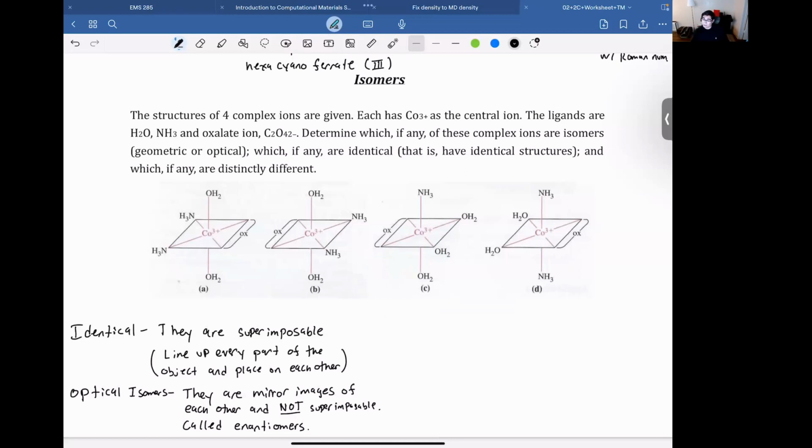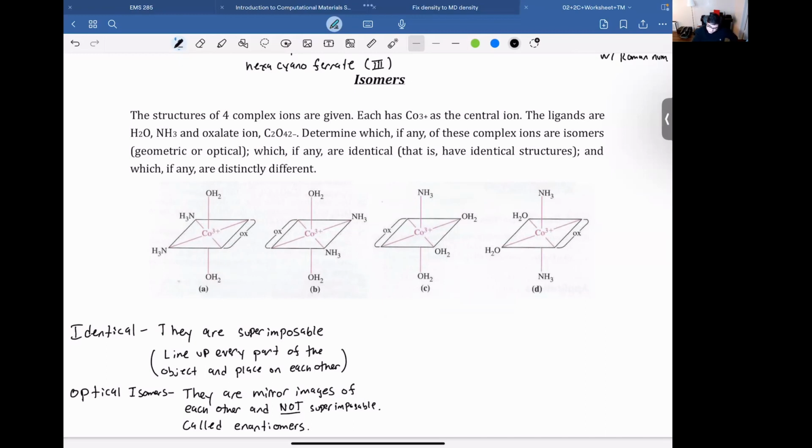So what you could say is they are optical isomers. They are not superimposable on each other, right? So now you can kind of see the contrast. If you had two right hands, where you can line up everything, then they are identical. They're superimposable. If you have a left and a right hand, they are mirror images of each other, and you cannot put them right on top of each other.